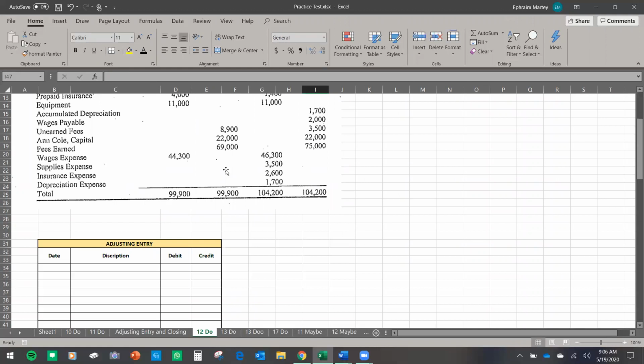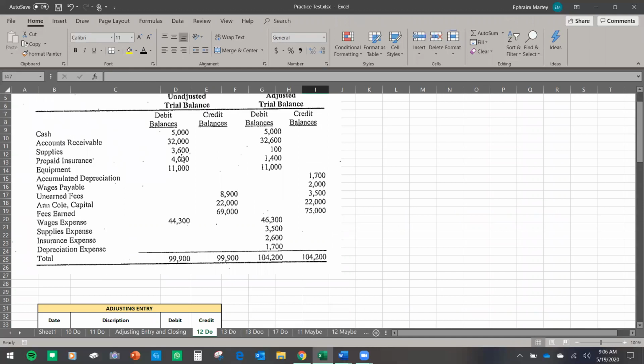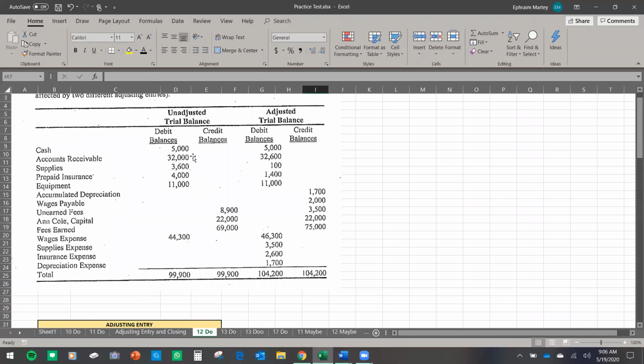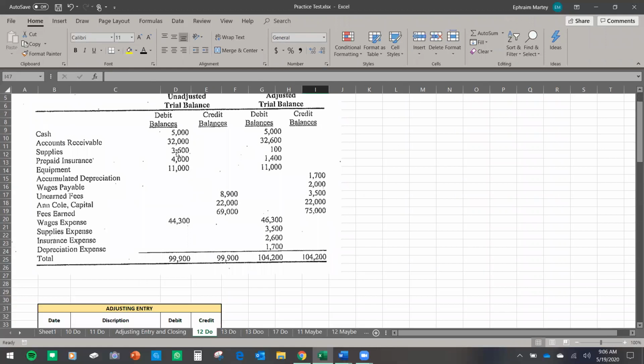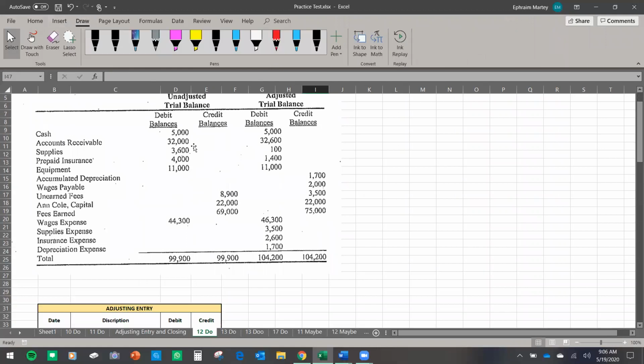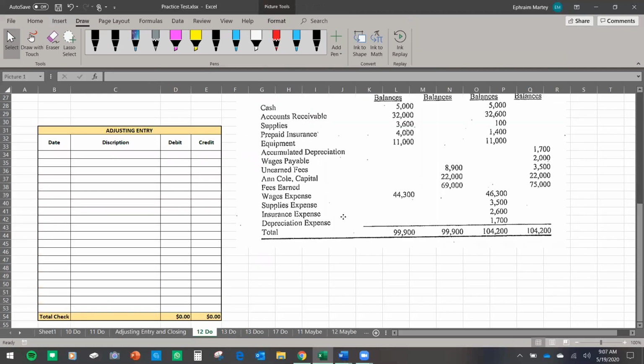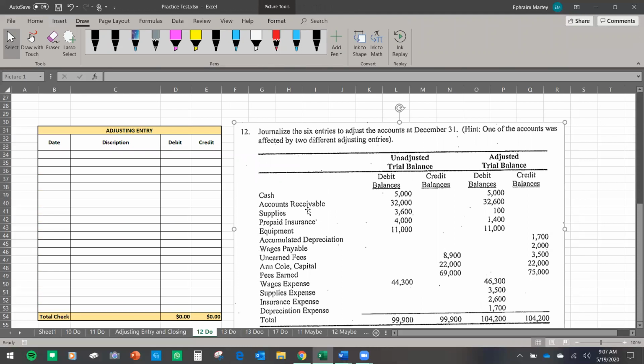Okay, so we have this adjusting entry. What we're going to do is adjust it. So pay attention here. You have your cash, and this unadjusted and adjusted. So what adjustment did we make? That's what we're going to try to find. How did we get to the adjusted one? I'm going to put it here side by side so we can see.